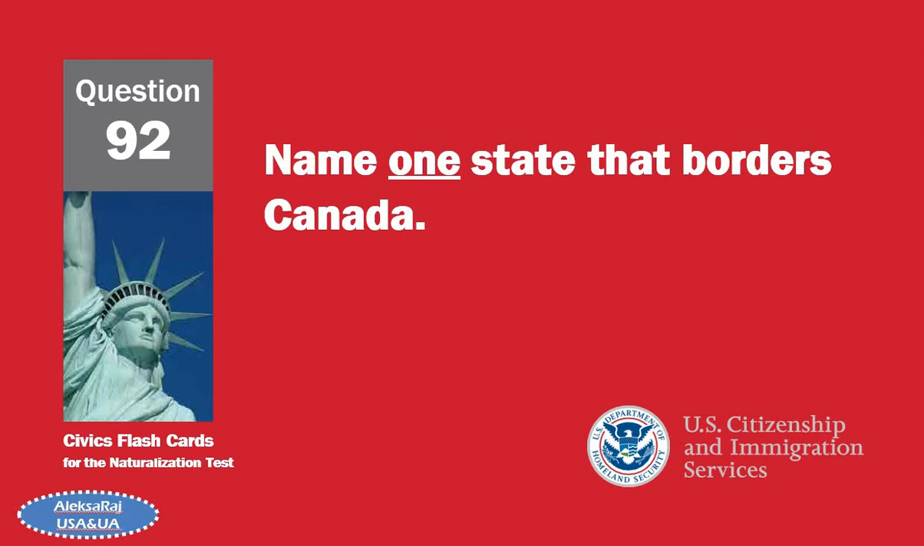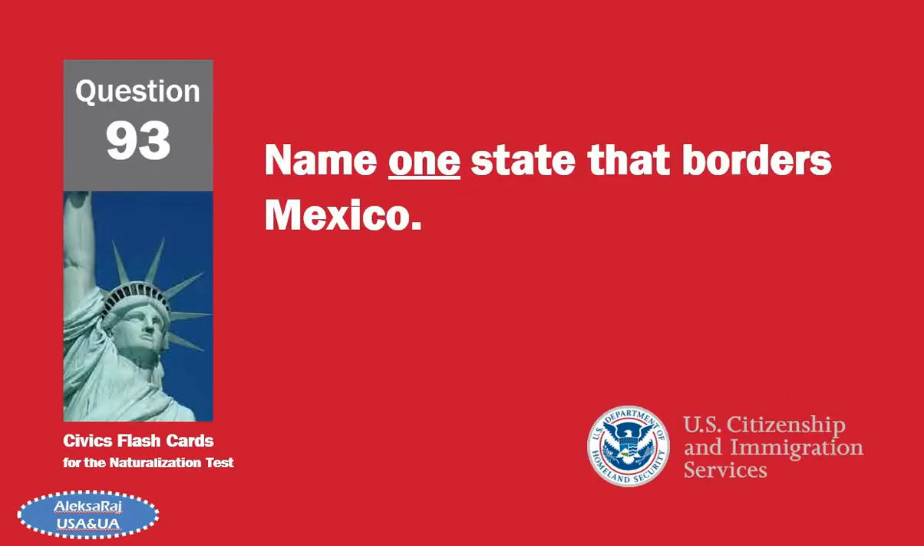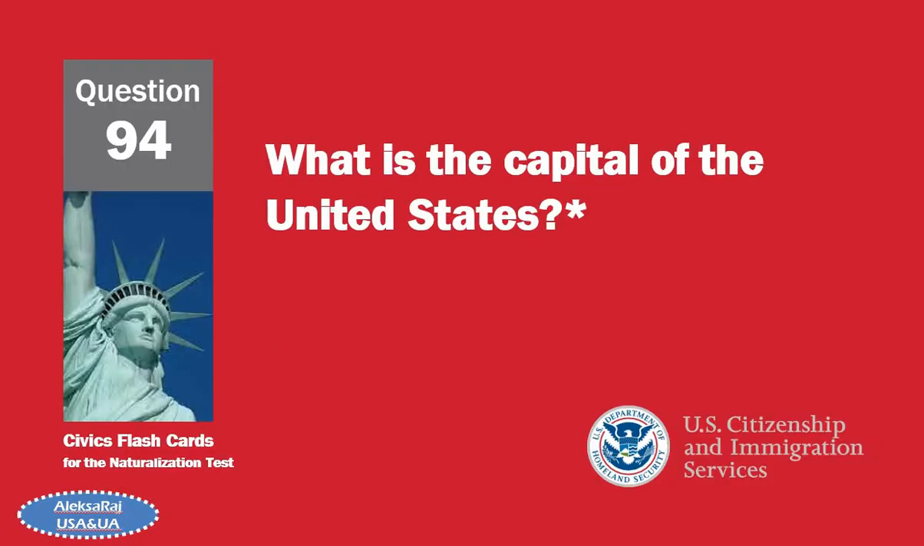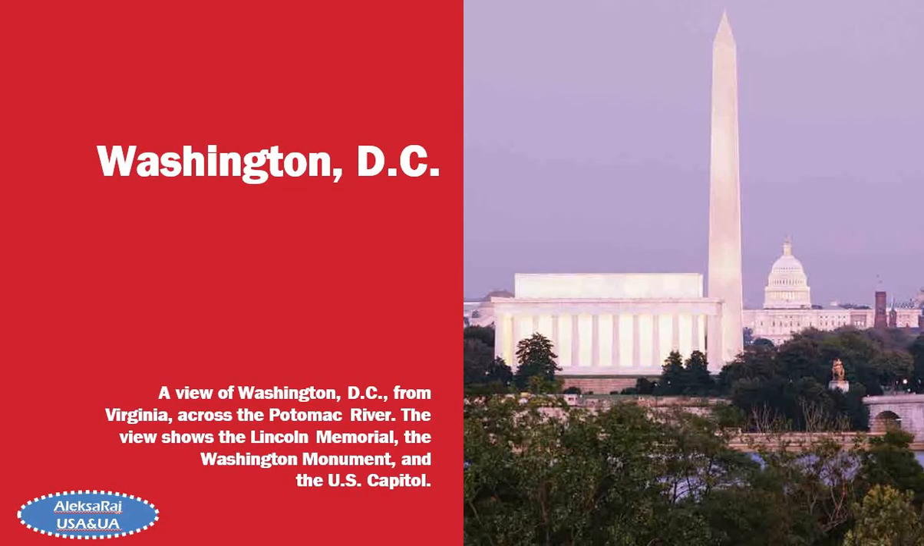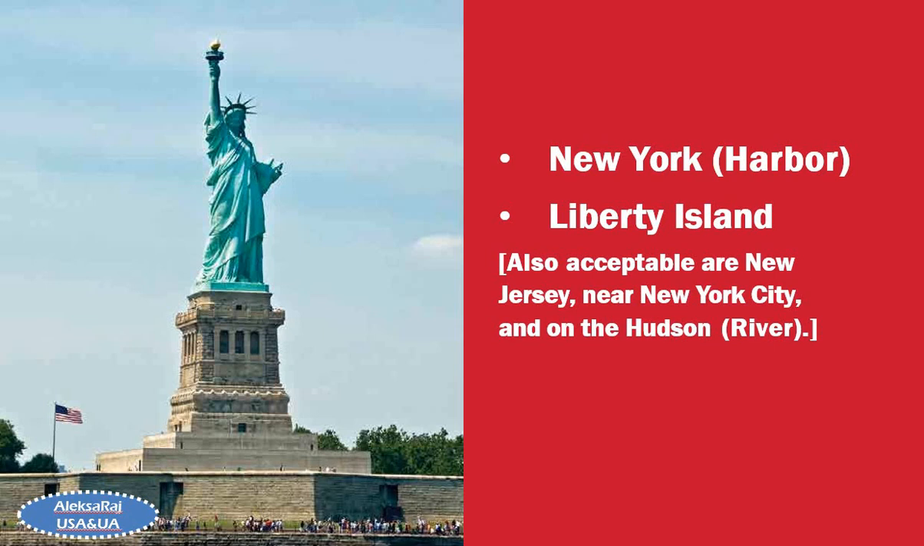Name one state that borders Canada. Maine, New Hampshire, Vermont, New York, Pennsylvania, Ohio, Michigan, Minnesota, North Dakota, Montana, Idaho, Washington, Alaska. Name one state that borders Mexico. California, Arizona, New Mexico, Texas. What is the capital of the United States? Washington, D.C. Where is the Statue of Liberty? New York Harbor, Liberty Island.